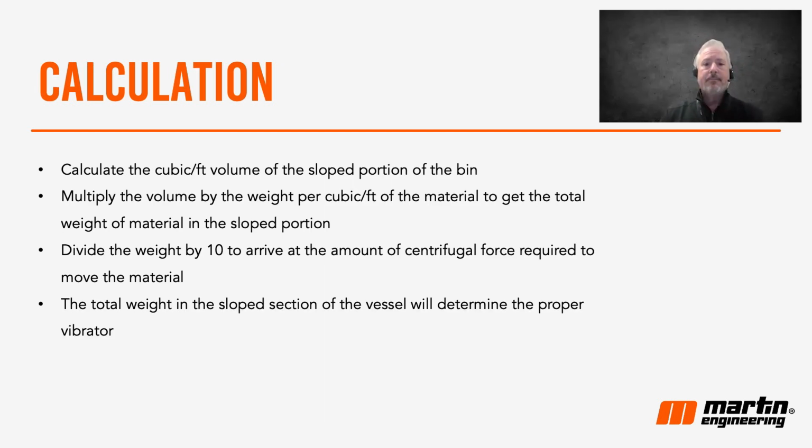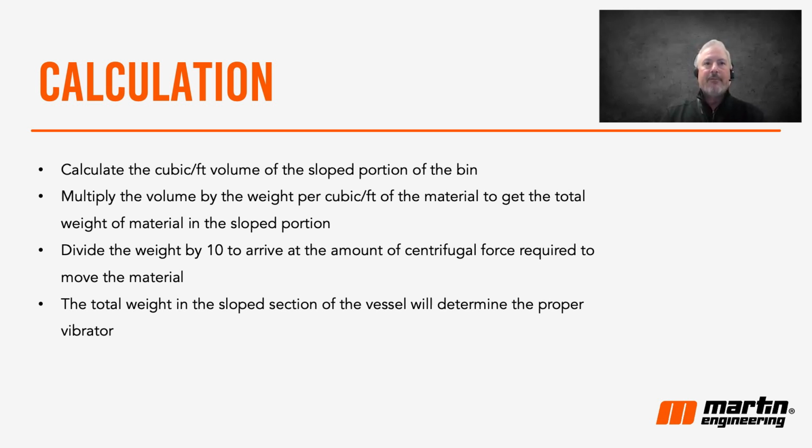The calculation part: once we've taken that information from the FlowAid application data form, we go to the calculation. What we're trying to do is calculate the volume of the sloped portion of the bin. Critical to know that. We ask on the application data form for the height of any vertical wall, though we really don't take that into consideration. We're looking at either the cone or the slope portion of any bin or hopper. We just calculate out what that volume is.